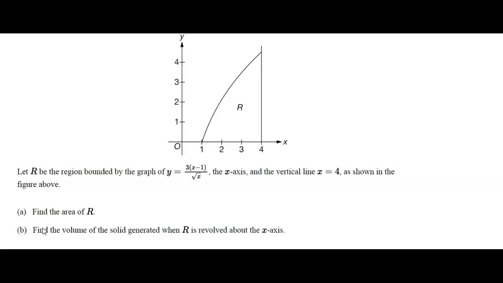For part A, we want to find the area of region R here. So to find the area of a region, you do the top function minus the bottom function. The top function is this. The bottom function is the x-axis, which is 0. So really, to find the area, we're just going to integrate this from 1 to 4. All right? Do that.